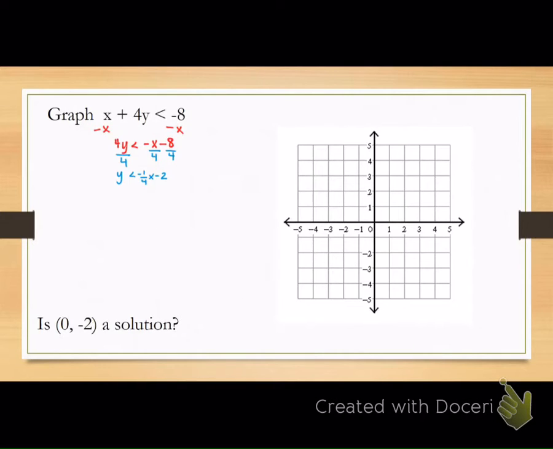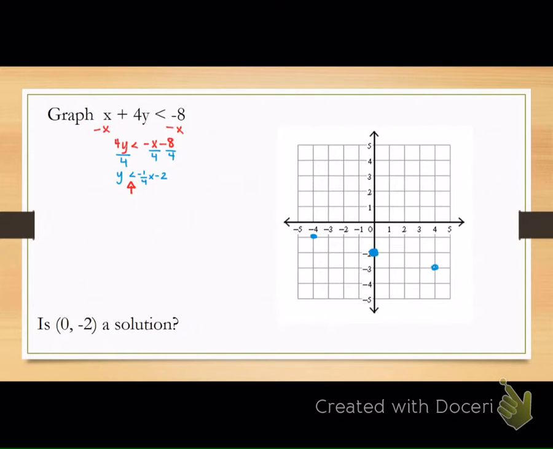Colin, how would I graph that? So let's see. Put together, okay. So what you're going to do is start at -2, right? Yeah, okay. And then you're just going to go down 1 and to the right 1.